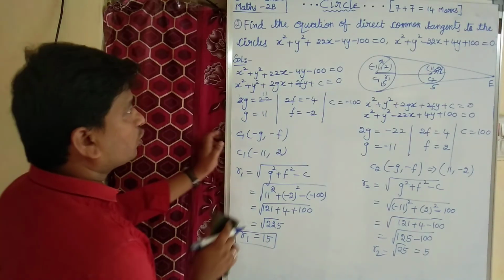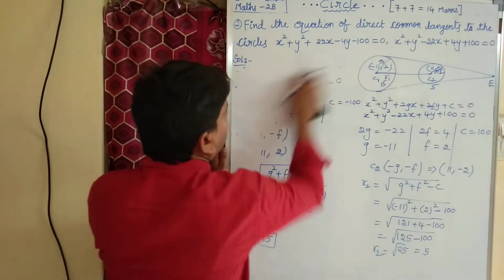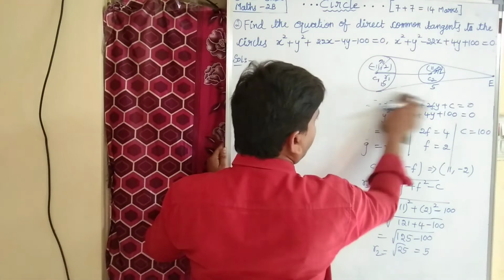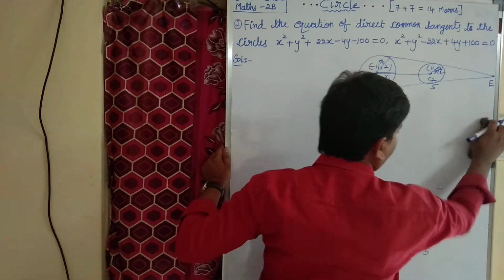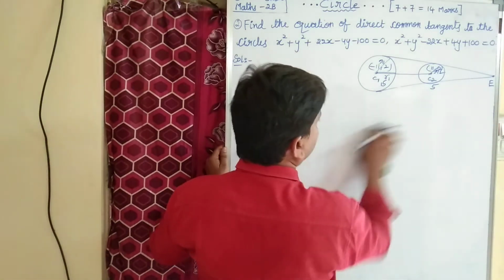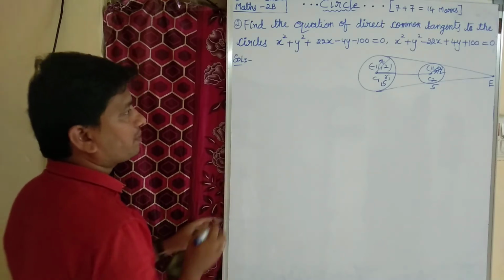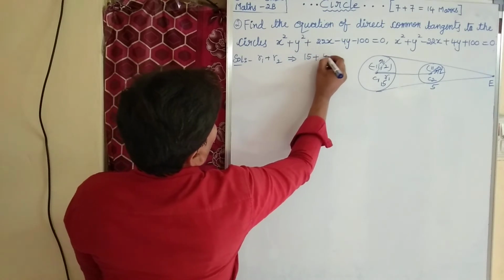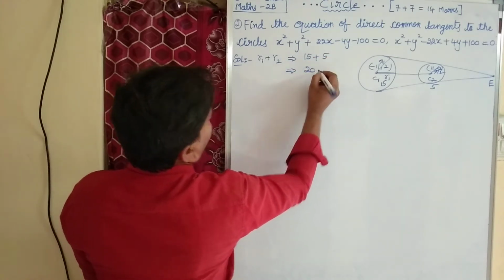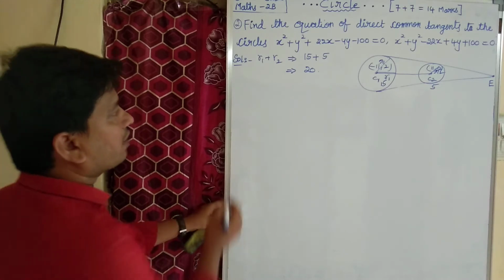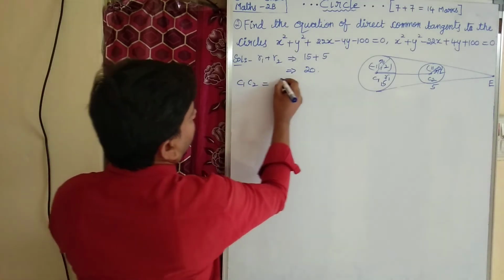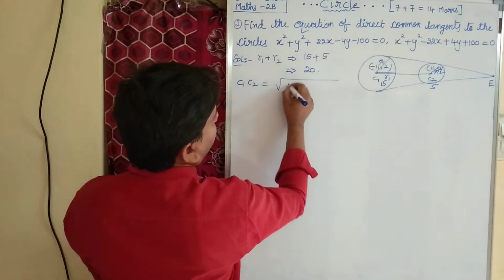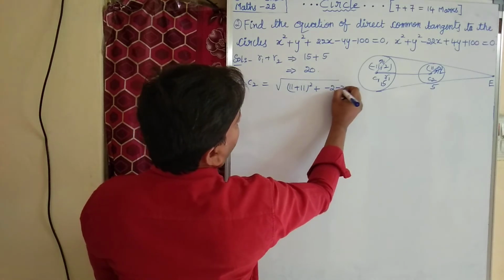Okay. Anything more, children? Nothing else we found. Simply we found C1, C2, R1, R2. Now what we have to do, children? We need to find R1 plus R2. R1 is 15 plus R2 is 5, 15 plus 5 is 20. Next we have to find C1 C2, using the distance between two points formula: 11 minus minus 11 is 11 plus 11, whole square, minus 2 whole square.